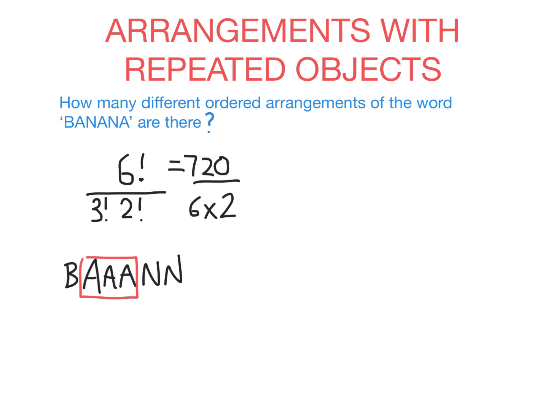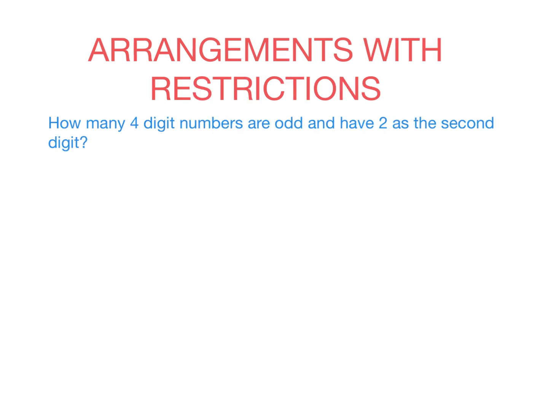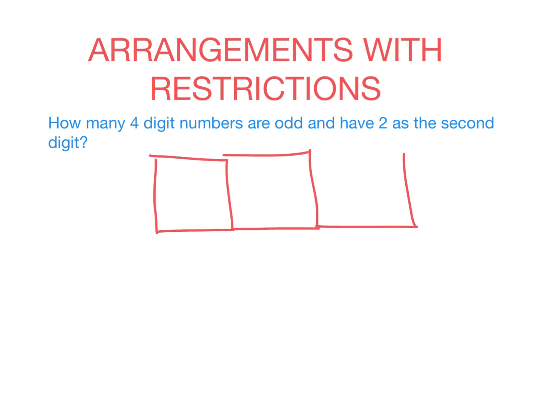All right, let's now move on to arrangements with restrictions. So here we're going to answer the question, how many 4-digit numbers are odd and have 2 as the second digit? So here it's probably easiest if we use our boxes. So we have 4 digits for the numbers, and we're going to go and figure out how many possibilities we have for each of the digits.